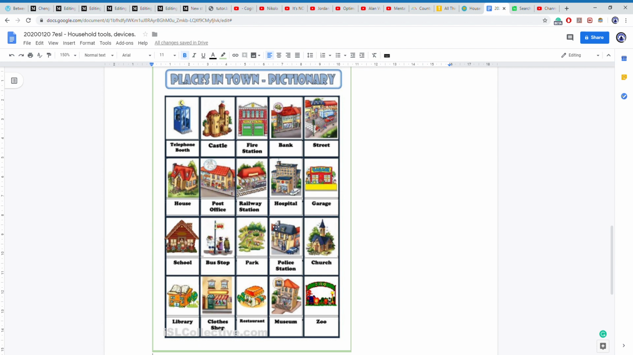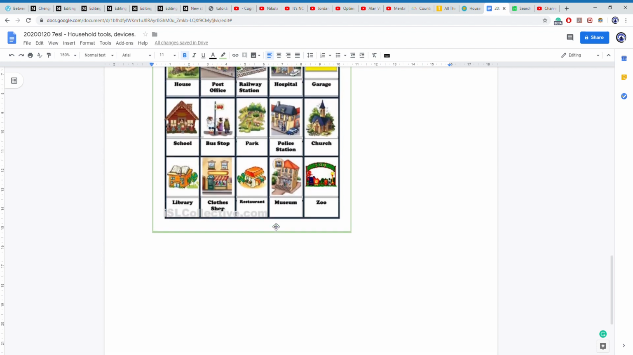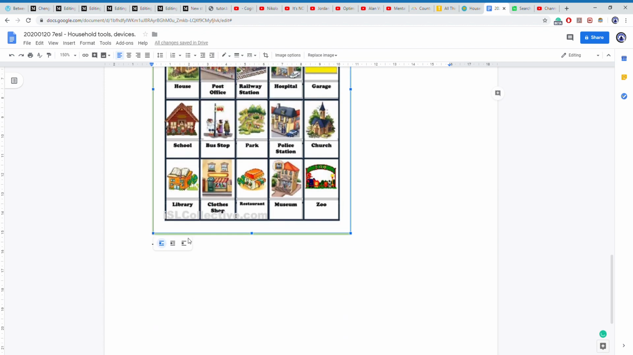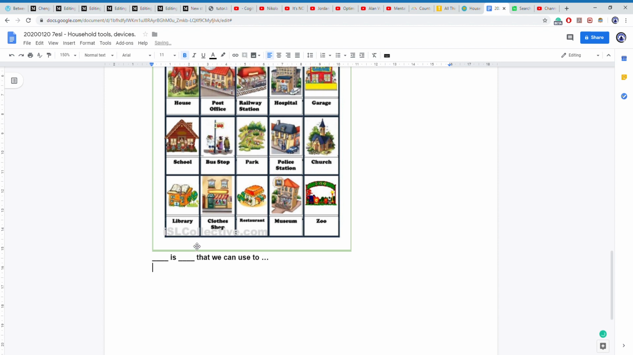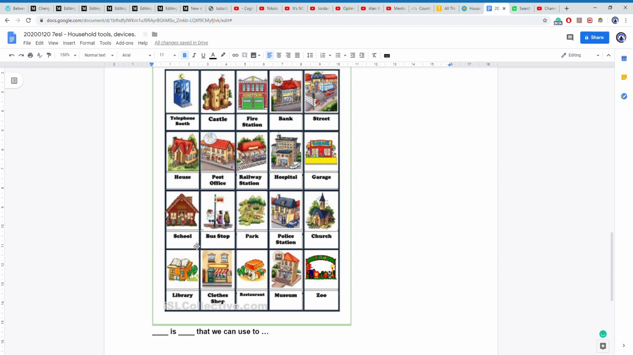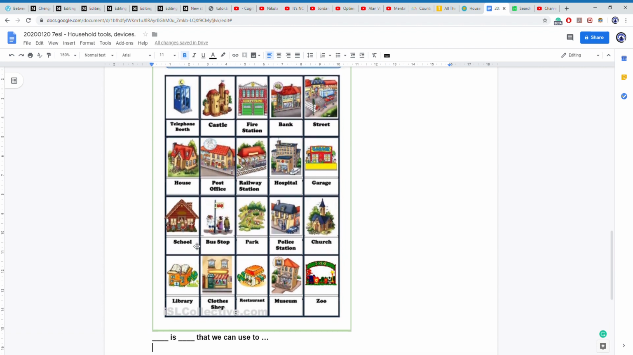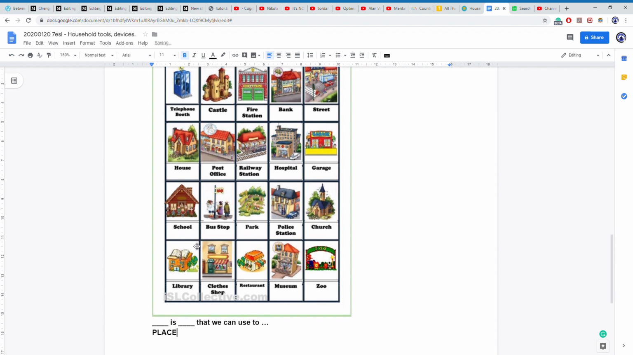So in the previous class, we learned the pattern, how to explain something. Oh, we need to remove this highlight. Something is something that we can use to. So in this class, we are gonna learn something very similar, but now there is the pattern for explaining places, when we want to talk about different places. So this is the topic for today.